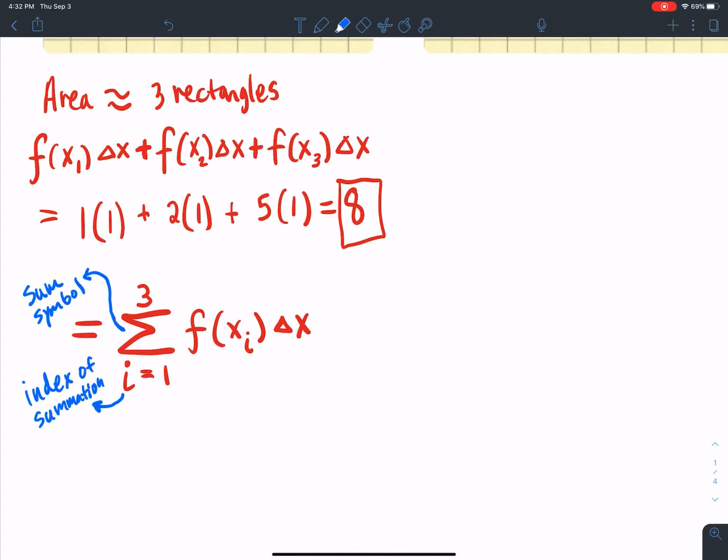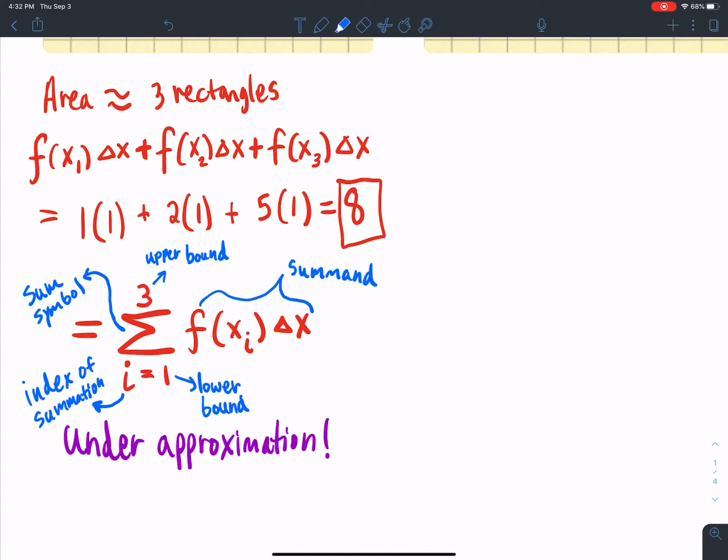Now, this i here is known as the index of the summation. It tells you what your i is changing from here to here. So we start at 1 and we go to 3. We start at 1 and we count up by whole numbers, natural numbers. The lower bound is told here. That's the smallest one you're going to have. The upper bound is told here, and this is the largest one. So we start at 1, we go to 2, and then we end at 3. The summand is what we're summing.